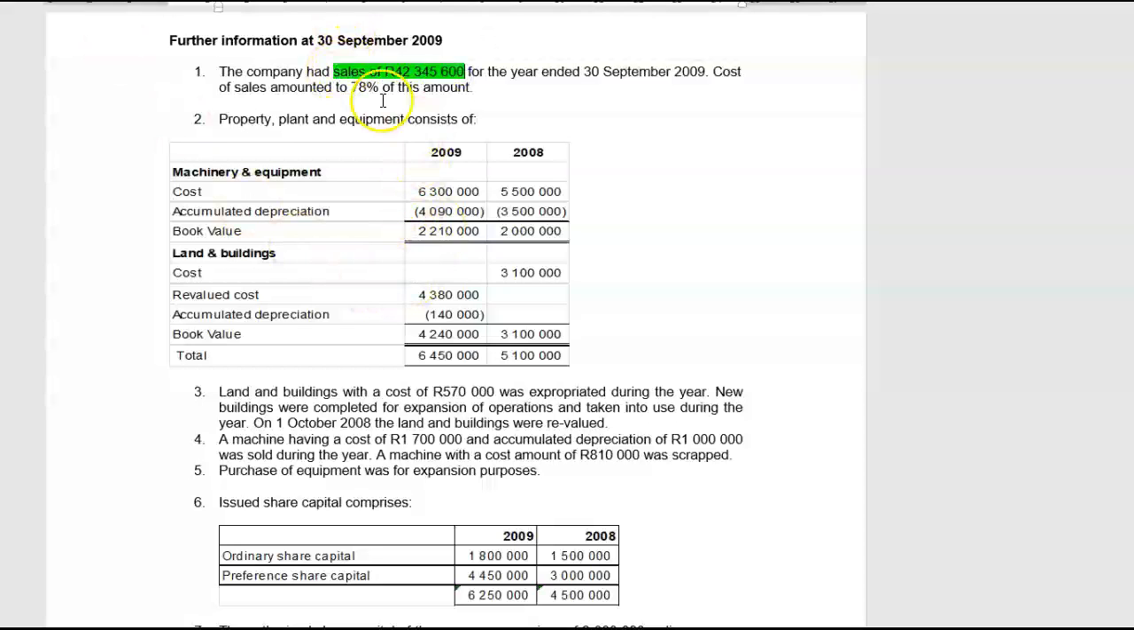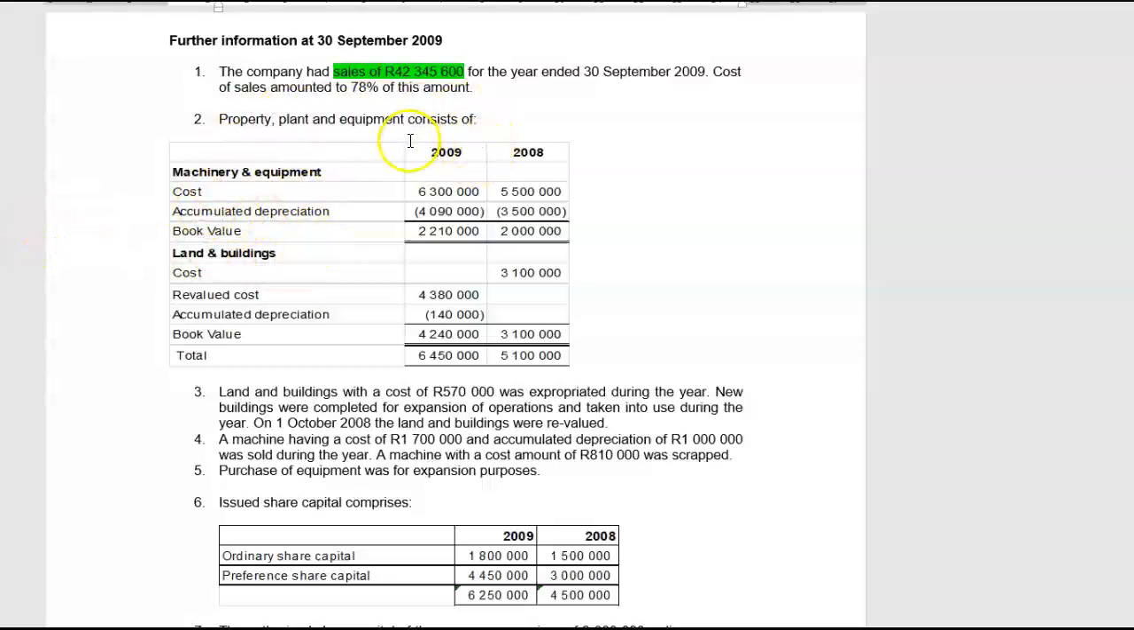42,345,600 for the year. Cost of sales amounts to 78% of this amount. Now maybe we're going to use it, maybe we're not going to use it. Guys, there are several ways in order to do a cash flow statement. I'm not going to show you all the difficult ways. I'm going to show you the shortest, easiest, most comprehended way of compiling the statement. I can't see why you have to do all the complicated stuff because it's not necessary.